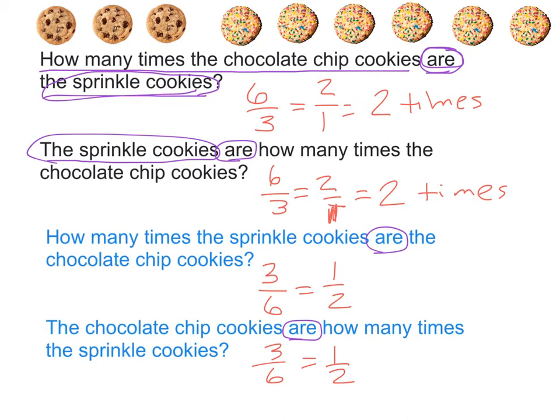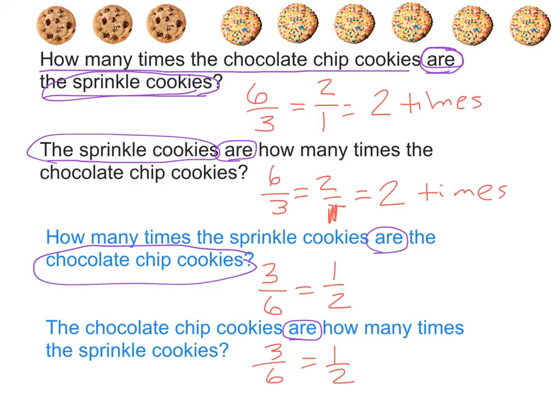In the second set of questions at the bottom, it's how many times the sprinkle cookies are the chocolate chip cookies. So this time the how many's with the sprinkles, chocolate chips by itself. Well, chocolate chips are less, so my answer has to come out less than 1, so the small number has to go on top of the bottom.